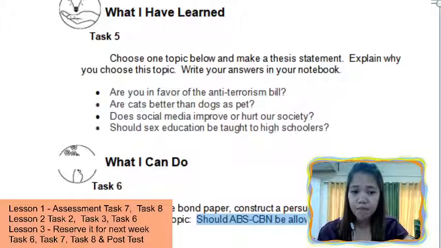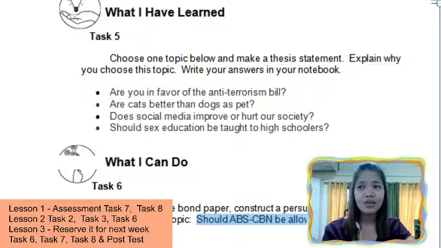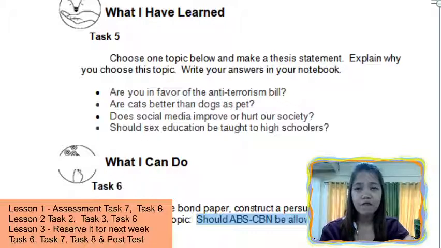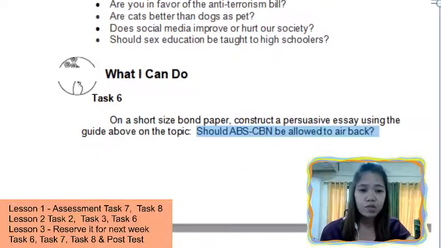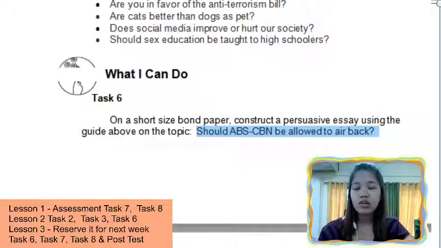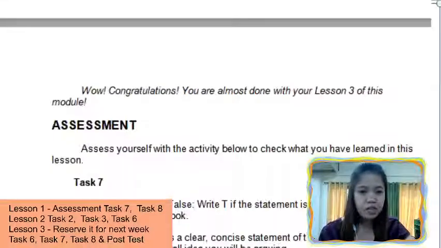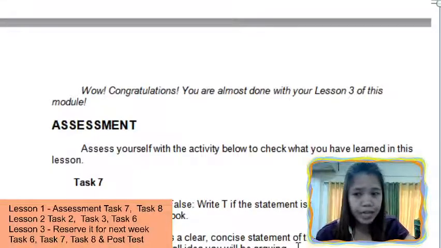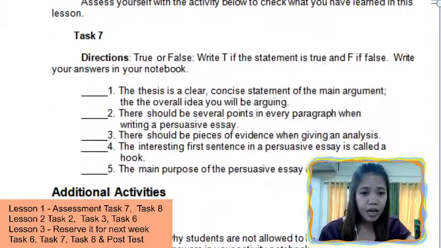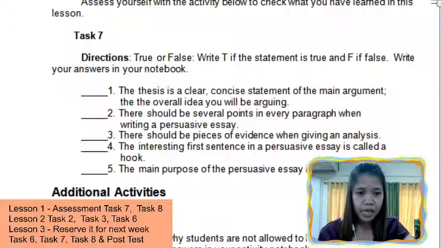Should ABS-CBN be allowed to air back? You have to be clear with your thesis statement. Once I read your persuasive text in the first part, I should already see your stand. Hindi yung paligoy-ligoy ka. Remember, when we talk of persuasive essay, you should go straight to your point. Okay? So that's it. For task 7, this is a true or false only activity. You're going to answer that.